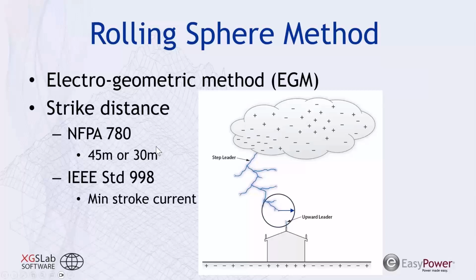The 30-meter radius is going to be a more stringent application, and we'll get into that as we talk about IEEE standard 998. IEEE standard 998 is the standard that discusses in more detail how the rolling sphere methods were developed, and the different variants of that methodology, since there are a little bit different electrogeometric methods, but the most common one we'll talk about here. And what we're looking for is to calculate the minimum stroke current that can cause us significant damage.